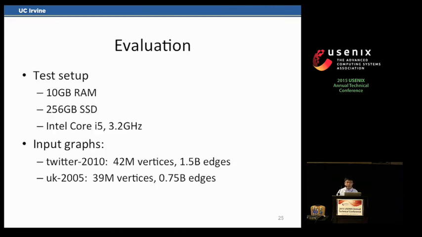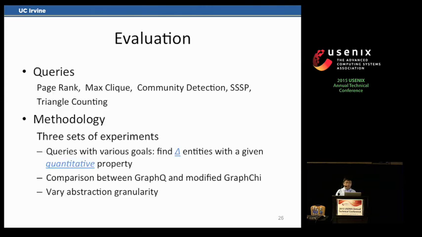We have done experiments over real-world large graphs on a single PC with 10 gig RAM and 256 gigs SSD. And we use two graphs, Twitter 2010, which is a social network graph, and UK 2005, which is a web graph. We have implemented 5 queries and have conducted 3 sets of experiments.